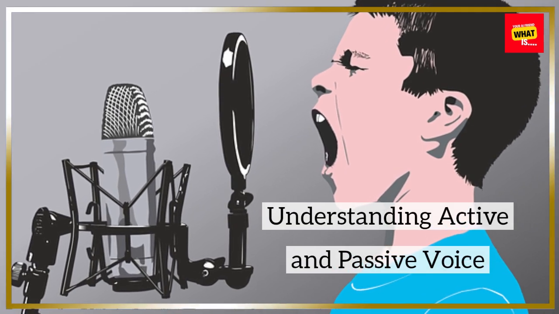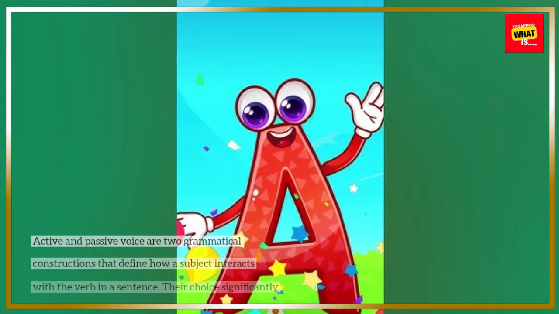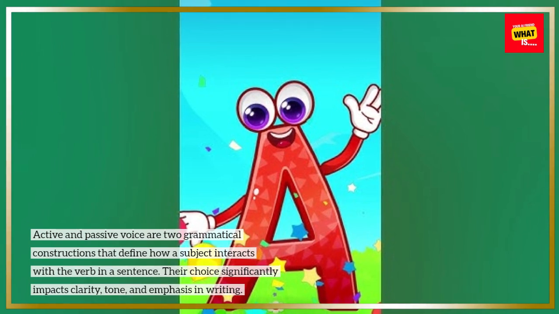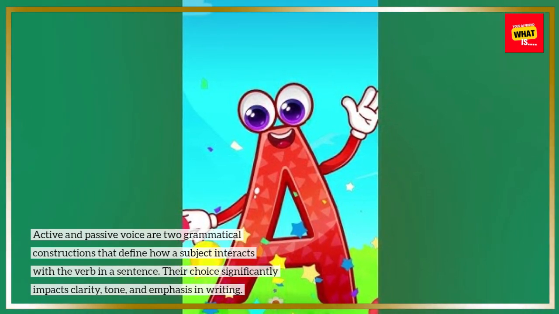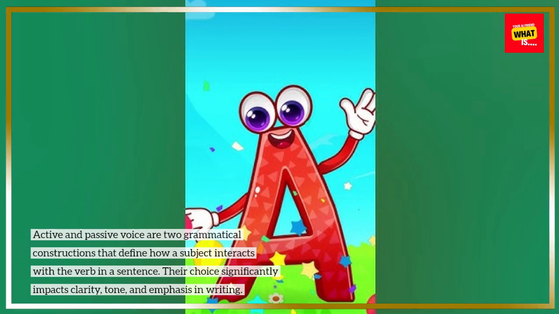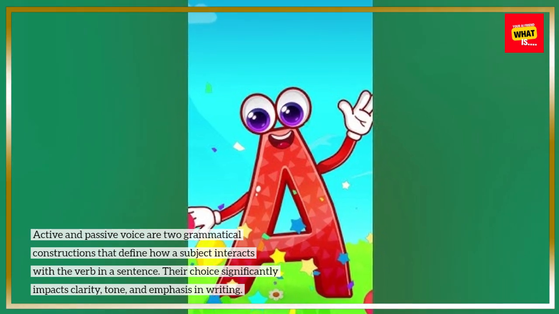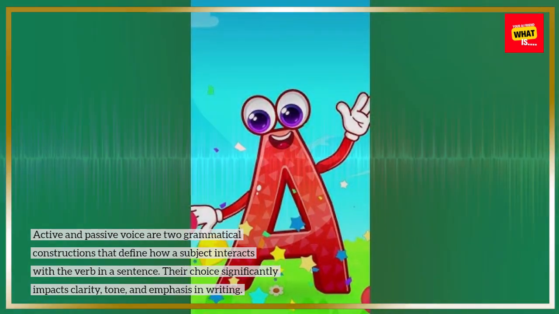Understanding active and passive voice. Active and passive voice are two grammatical constructions that define how a subject interacts with the verb in a sentence. Their choice significantly impacts clarity, tone, and emphasis in writing.